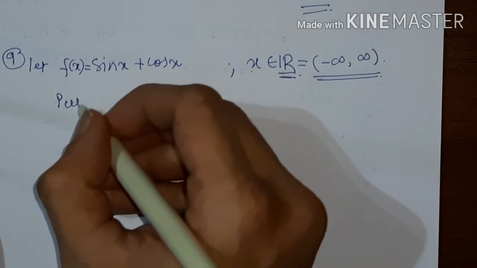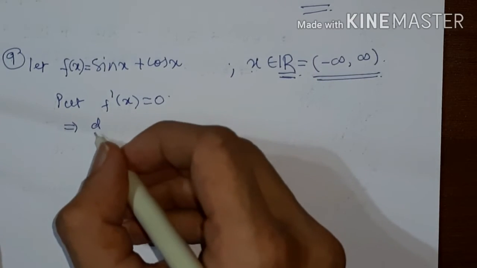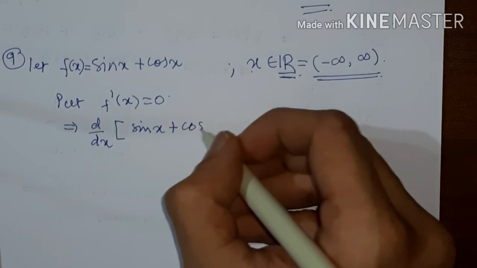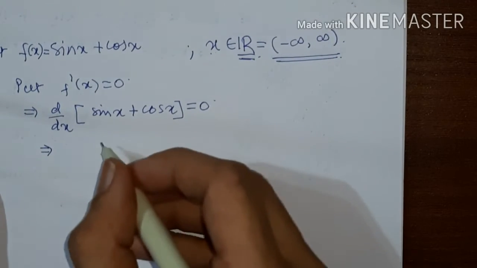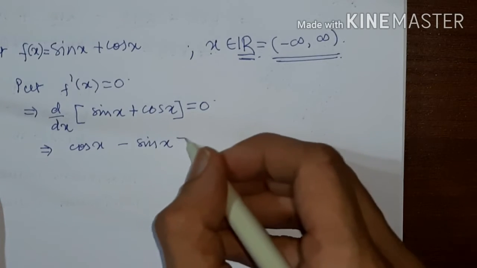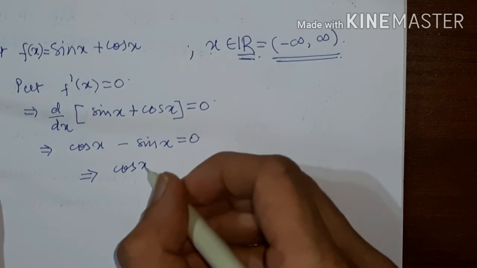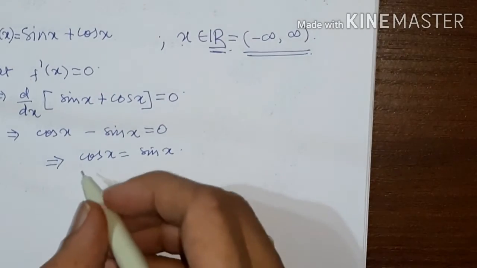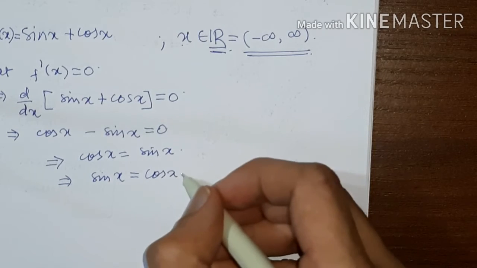So you put f prime of x equal to 0. That means the derivative of sin x plus cos x is equal to 0. The derivative of sin x is cos x and the derivative of cos x is minus sin x, which is equal to 0. So you get cos x equals sin x if you take minus sin x to the other side. We can write this as sin x equal to cos x.